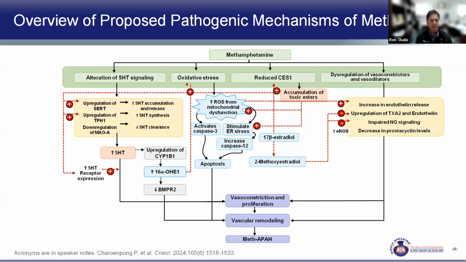This is an overview of the proposed mechanism of how meth does what it does. And I'm not going to spend that much time on all the different mechanisms, but as you can see here, it's not just one thing. It's all kinds of spillover side effects that have to do with serotonin, mitochondrial function, endothelin, and endothelial function that lead to vasoconstriction, proliferation, and vascular remodeling. And also, there's a component of cardiomyopathy that we'll talk about in a second.